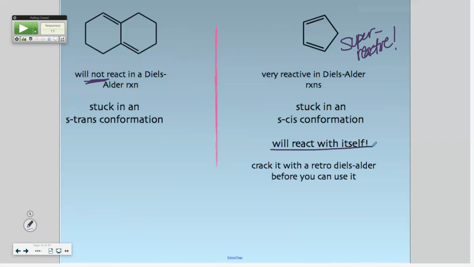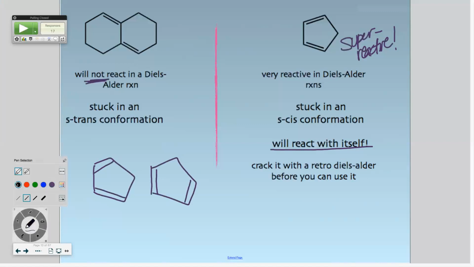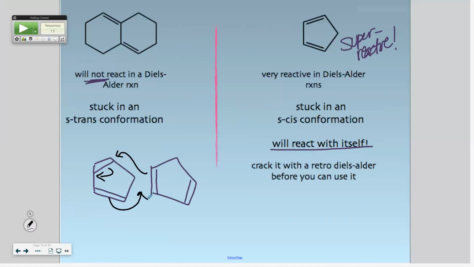So what does that look like? So here is our compound. It's got to be the diene and the dienophile both if it's going to react with itself. So that means we're going to react with one of these double bonds. So we're going to go there, there, there. Can you draw what you get? That's the hardest part sometimes, is drawing the structure.